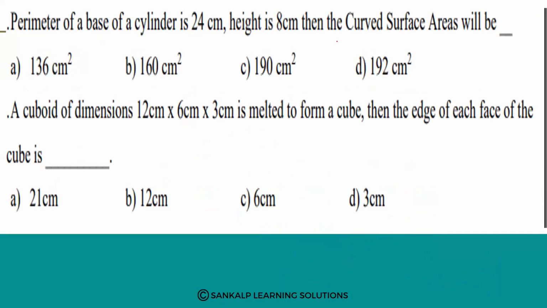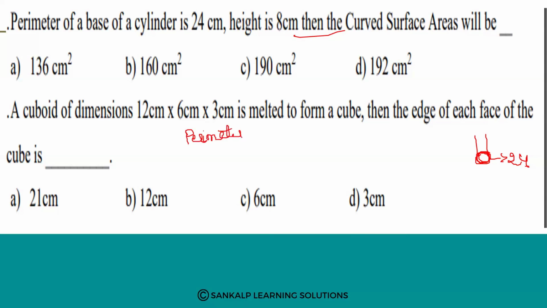Next, perimeter of the base of a cylinder is 24 centimeter, height is 8 centimeter, then curved surface area will be? So cylinder is like this and it has a circular base. So perimeter means circumference of the circle they have given, that is 24. Then what is the formula to calculate perimeter? That is circumference of a circle.